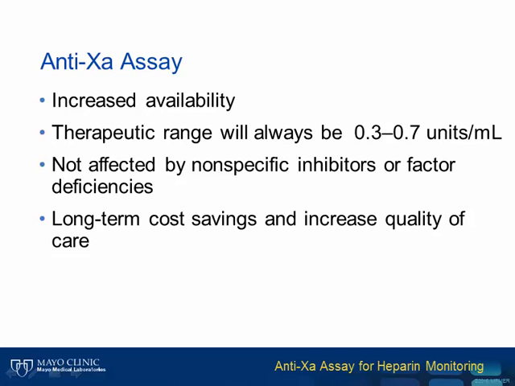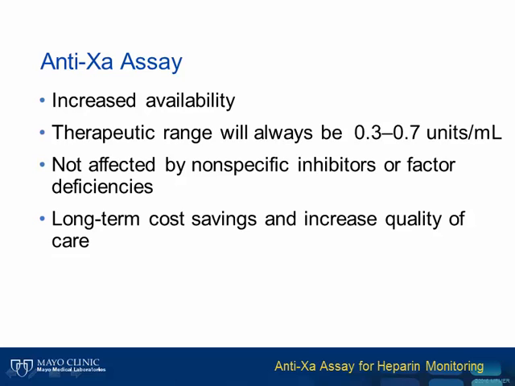Variability does exist between anti-10A assays when compared with the protamine titration as the reference, but much less than with the PTT. Studies suggest that the interlaboratory correlation and agreement among 10A assays are reasonable and quantitatively less than demonstrated by the PTT. Therefore, the anti-10A assay will have the same therapeutic range of 0.3 to 0.7 units per ml regardless of the instrument or reagent. Furthermore, the range will not change with future changes in equipment or reagents.